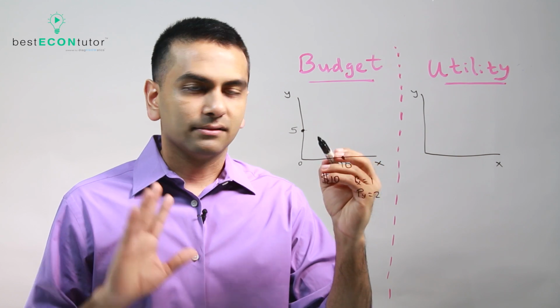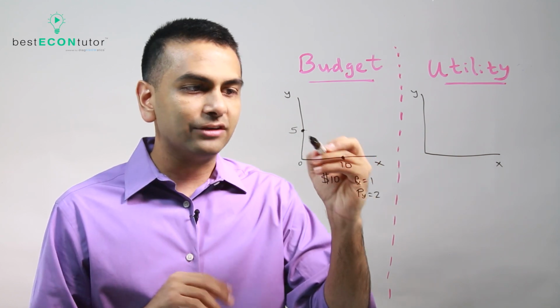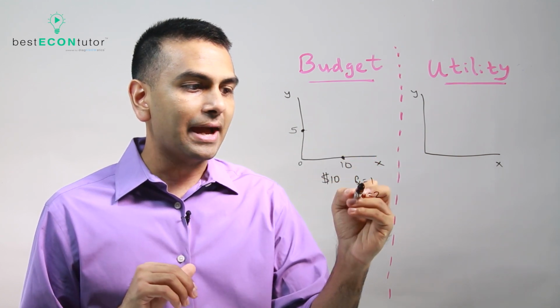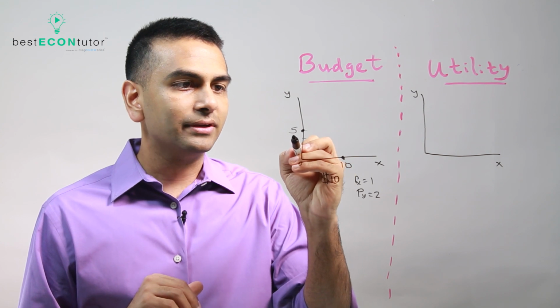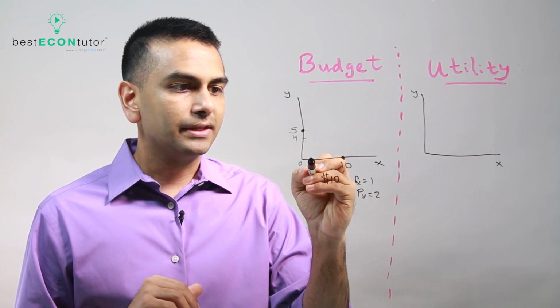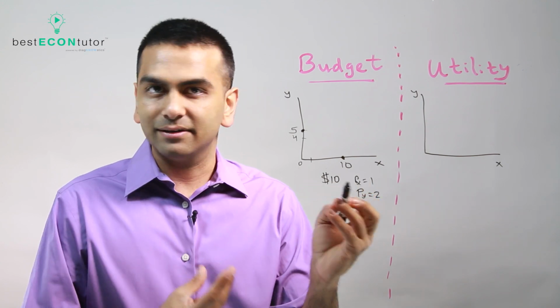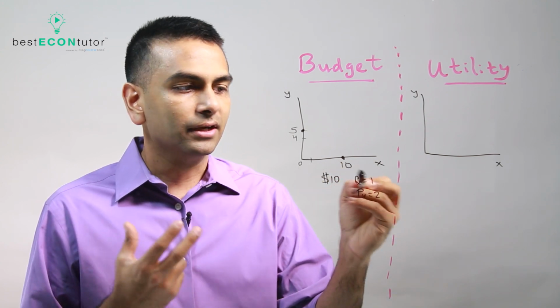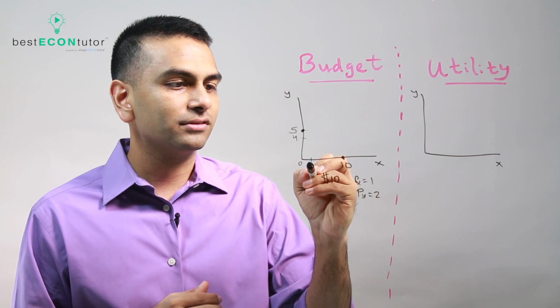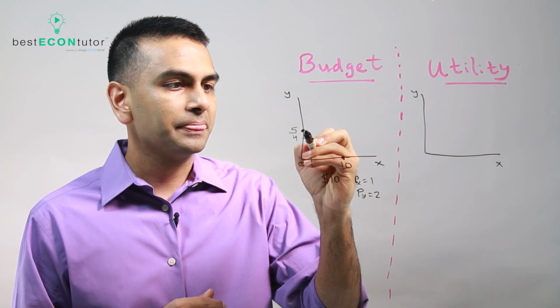And really you can buy any sort of combination here. For example, if you were to buy 4 units of good Y, then that would be $8. So you'd have $2 left to spend on good X, and so you could buy 2 units of good X. So that's 4, 2 is a point here, and so on.